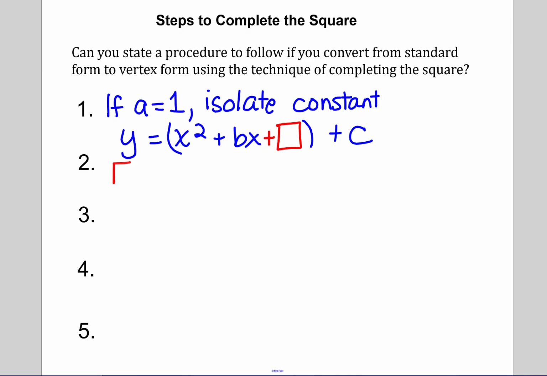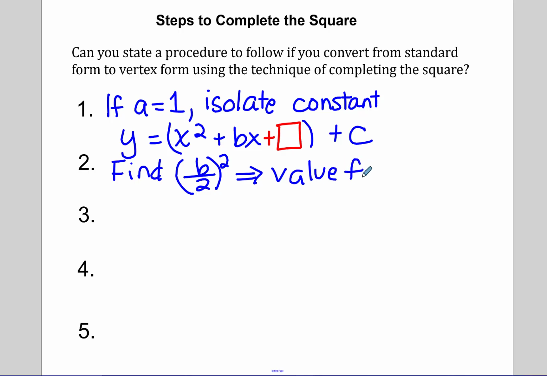Let me back up here and change my pen to blue. So we can find half of the middle term. The middle term is b. If you cut it in half and square that, that's going to give you the value for in here, the value for completing the square. The value that goes in the box is half of the middle term, squared.